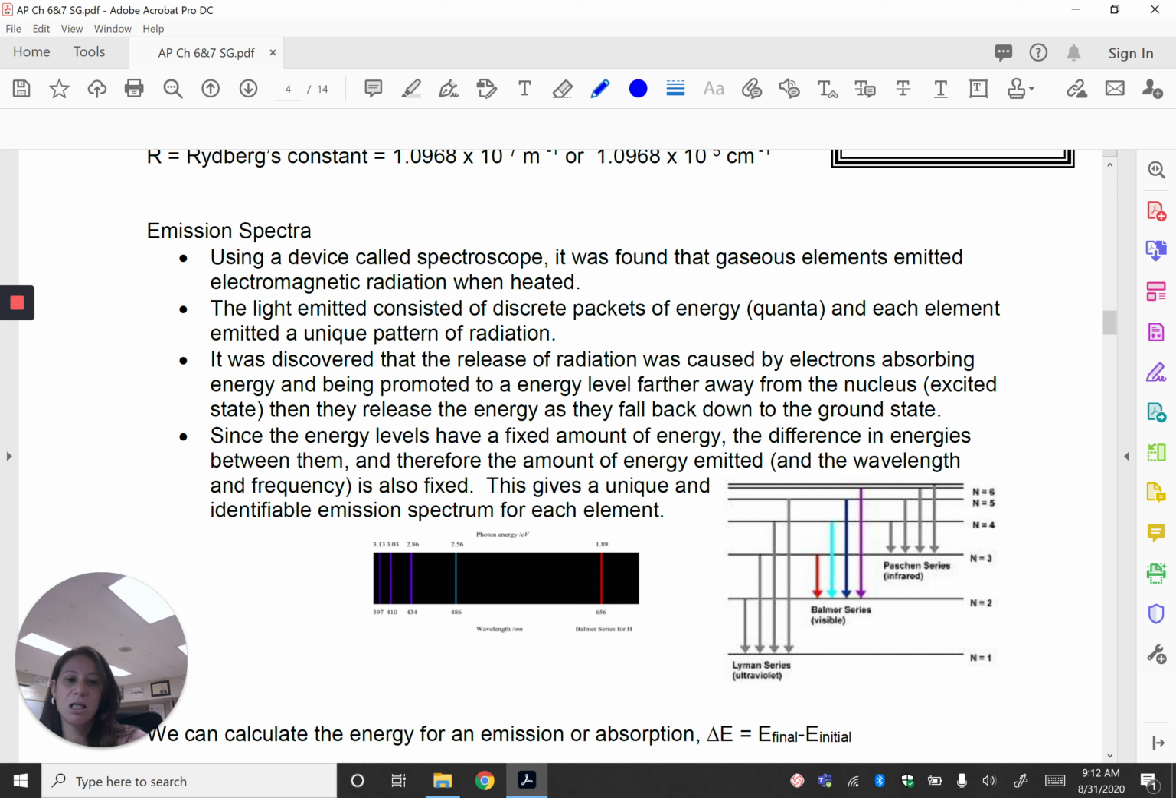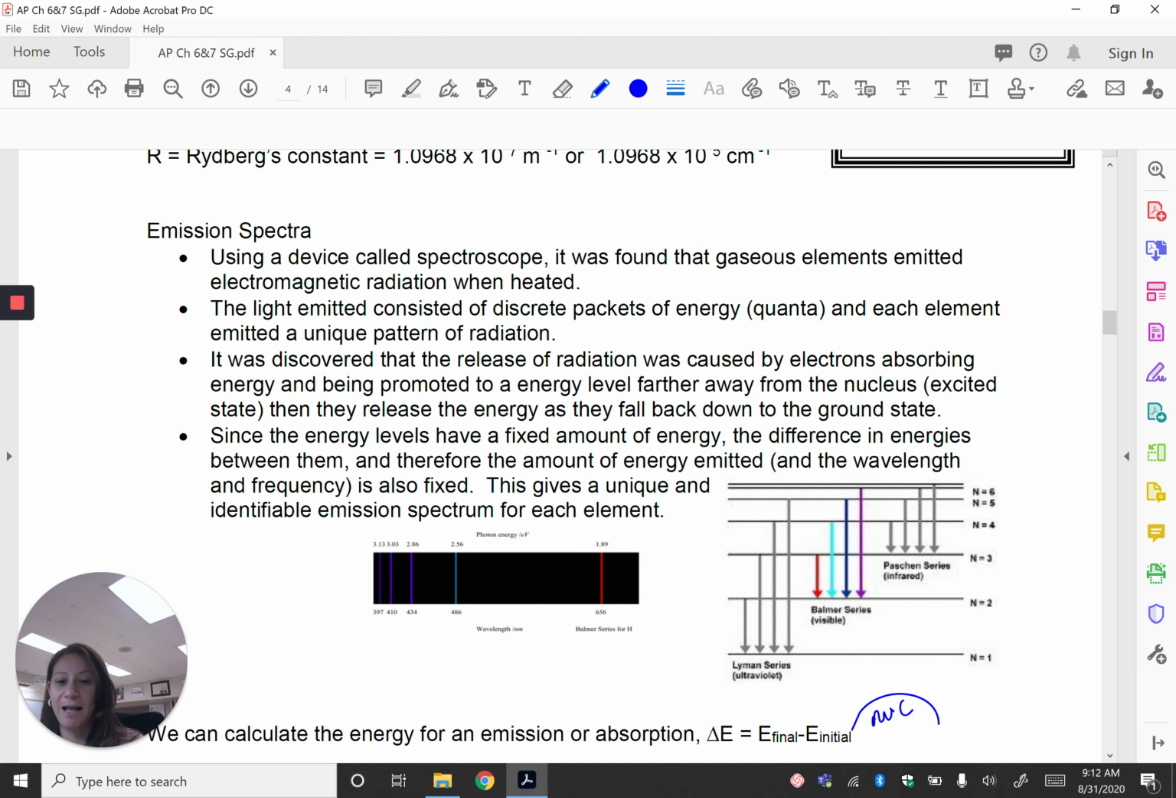So if you remember from last year, we talked about that if the nucleus was down here, the first energy level is pretty far away from the nucleus, and then there's a second, third, fourth, 5, 6, 7, and so on. Those energy levels get closer and closer to each other. So at higher energy levels, the difference between them is very small. At the beginning energy levels, the difference is pretty large.